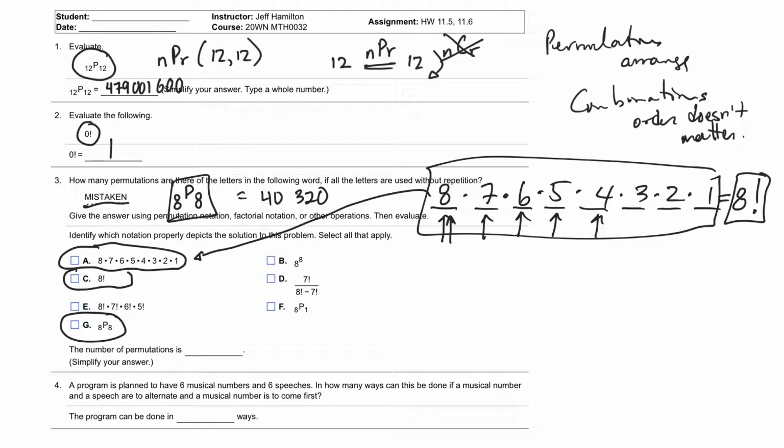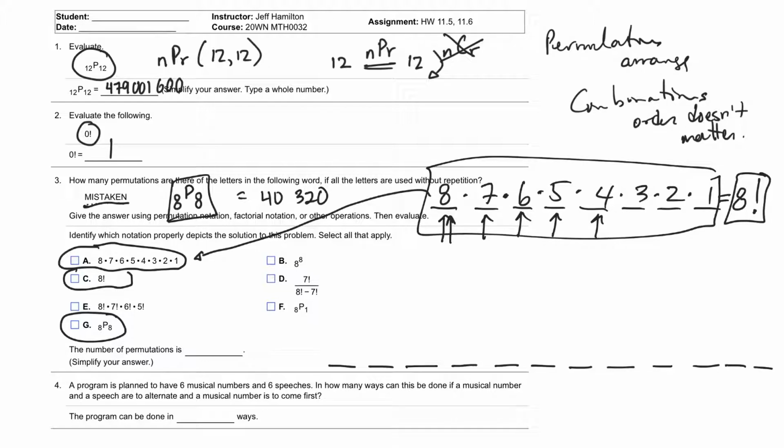Okay, a program is planned to have 6 musical numbers, 6 speeches. In how many ways can this be done if a musical number and a speech are to alternate and a musical number has to come first? Okay, well, I can use the fundamental counting principle. I guess I could do a couple of different things. So there's musical number, speech. Music, speech, music, speech, music, speech, music, speech. 1, 2, 3, 4, 5, 6, 7, 8, 9, 10.